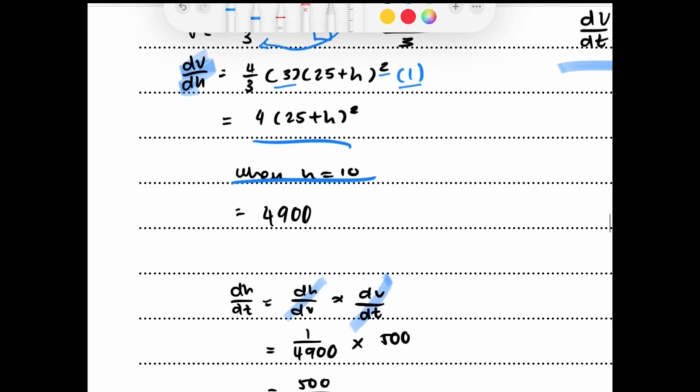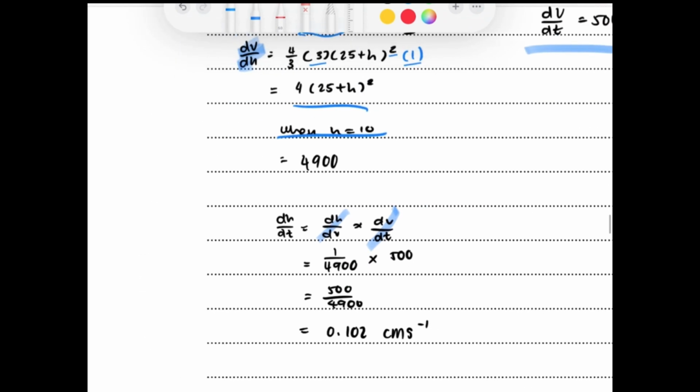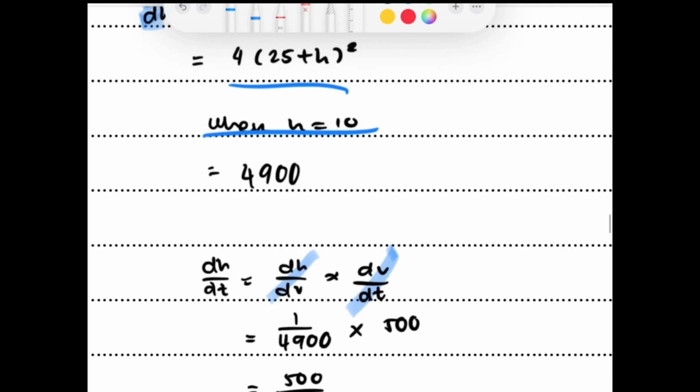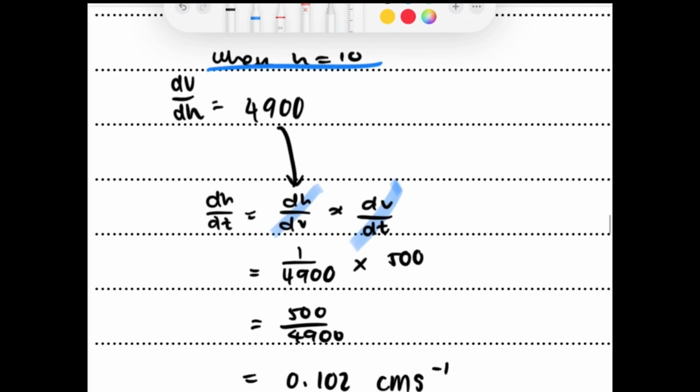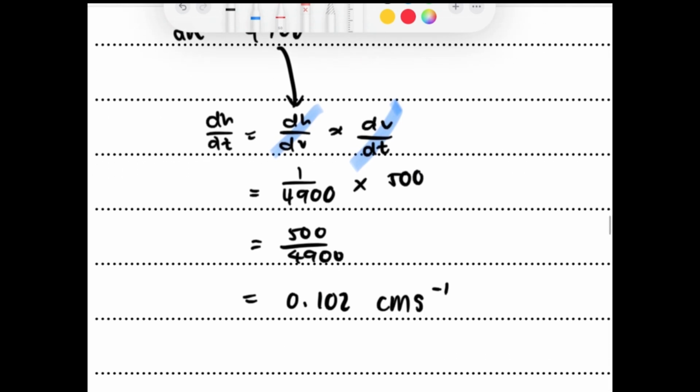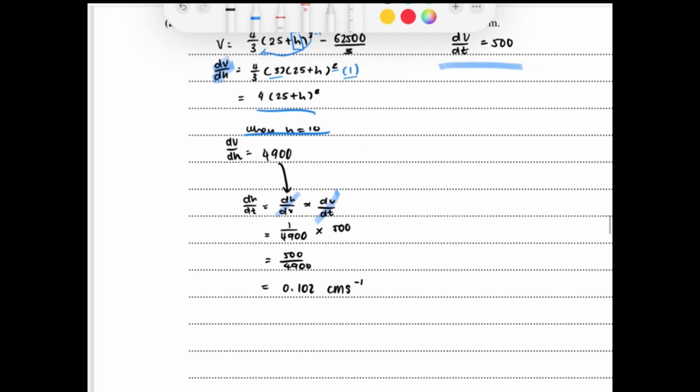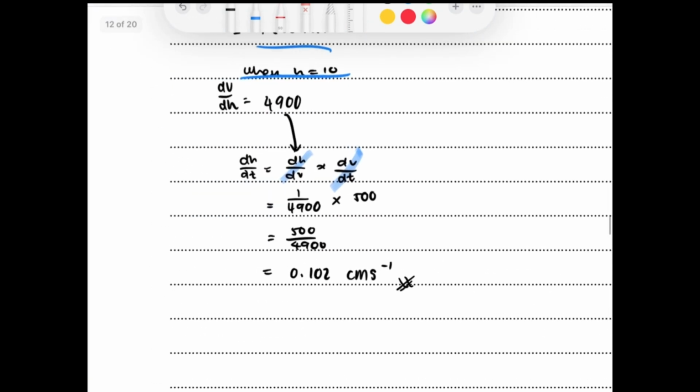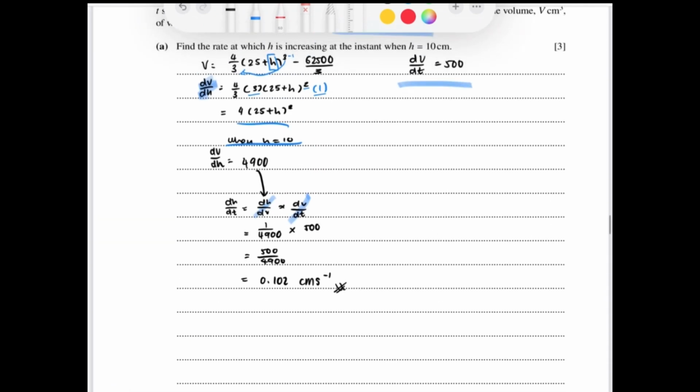And we're given when h equals 10, so I substituted h equals 10, and you get 4900. That is for dV over dh. However, over here is the inverse, so I inverse 4900 and I times it by 500, and this is your answer. It's optional to include the units, but I like to include the units.